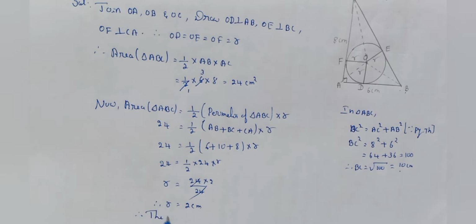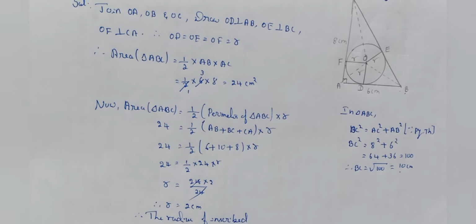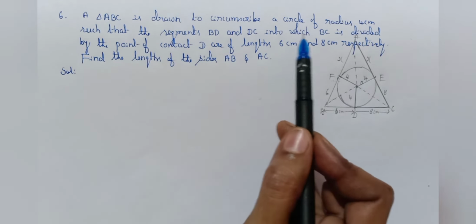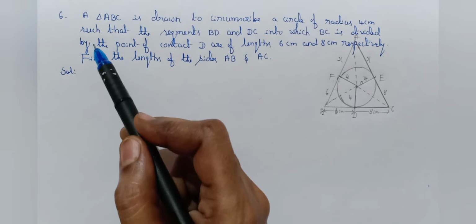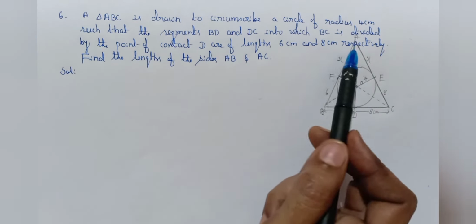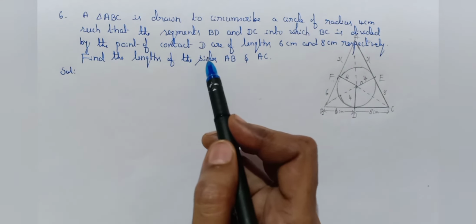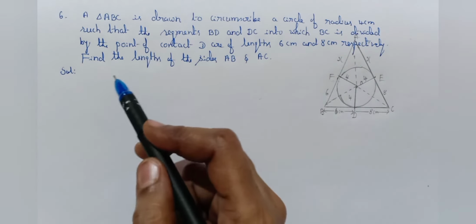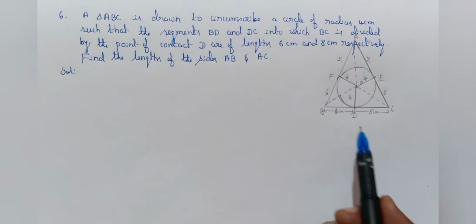The radius of the inscribed circle is 2 centimeter. Next problem. A triangle ABC is drawn to circumscribe a circle of radius 4 centimeter such that the segments BD and DC into which BC is divided by the point of contact D are of length 6 centimeter and 8 centimeter respectively. Find the length of the sides AB and AC.